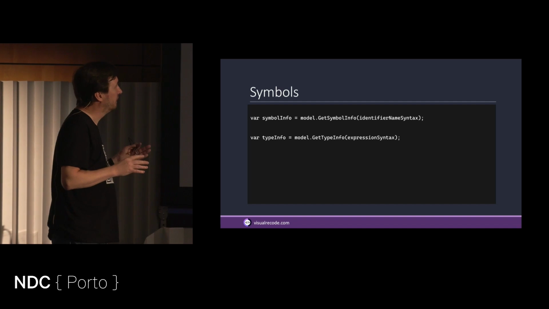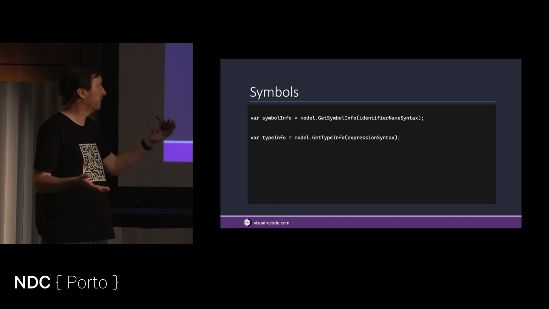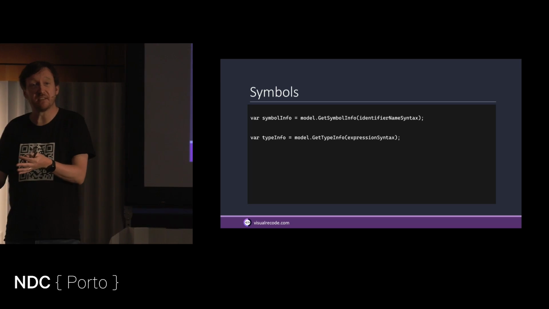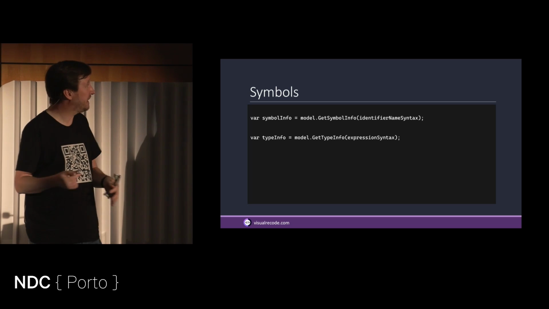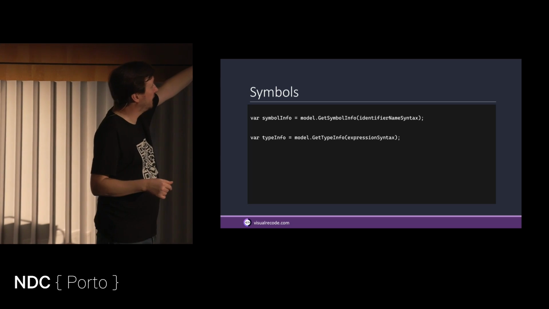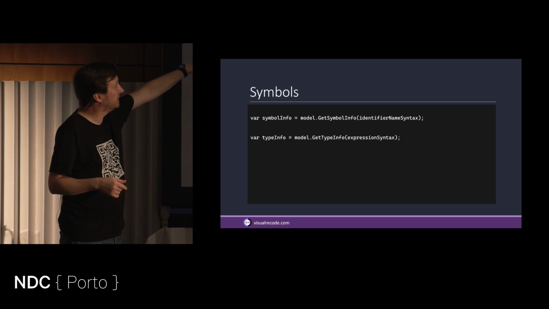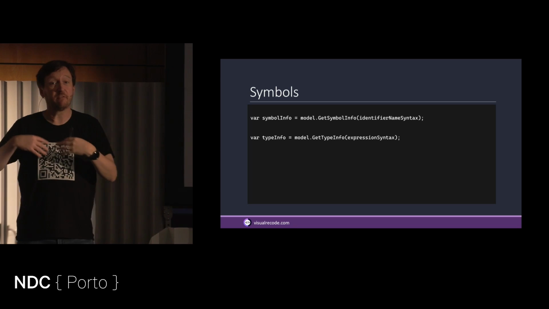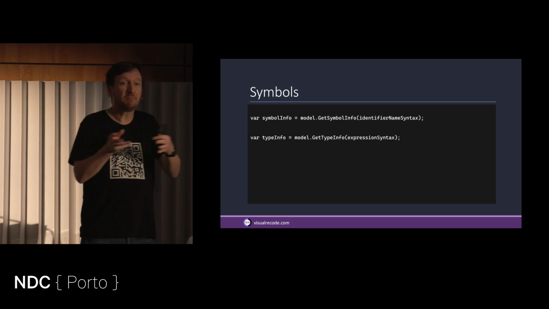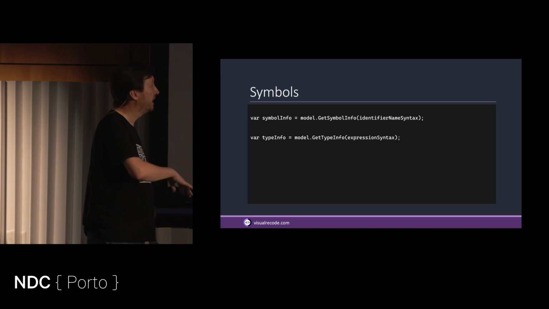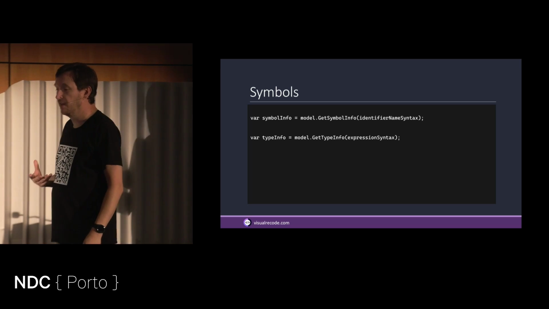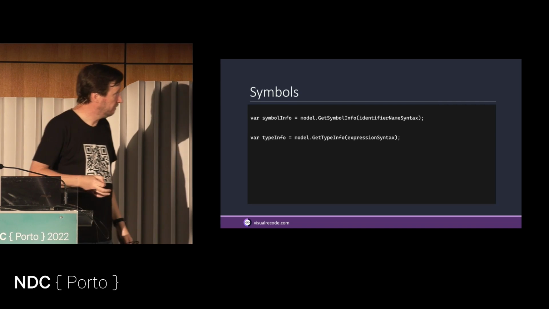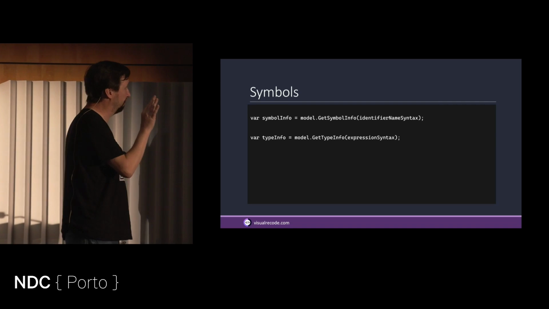And so let's say, from this test application that I've got here, I've got a Greeter, and that's a class declaration syntax that is called Greeter. And so I can get the symbol info from that by saying model.GetSymbolInfo and passing in that identifier name syntax. And then that will give me an INamedTypeSymbol in this particular instance, and then I can get all the information about that from that semantic model.